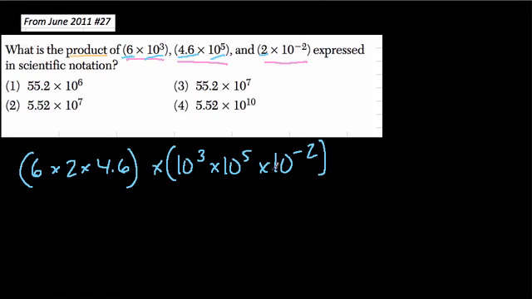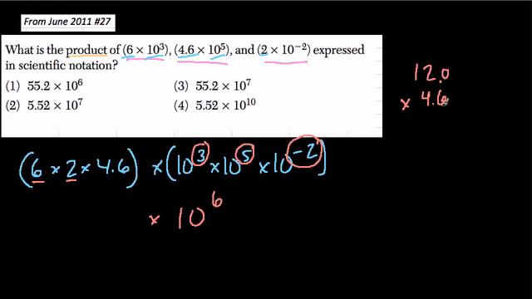I'll deal with the powers of 10 first, because all we're going to do there is add the exponents. When we're multiplying, we add those exponents, and that'll be 10 to the sixth. And we're almost done. Now 6 times 2 is 12, and then we're multiplying 12 by 4.6, right?